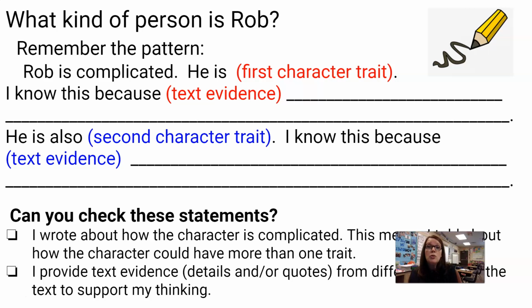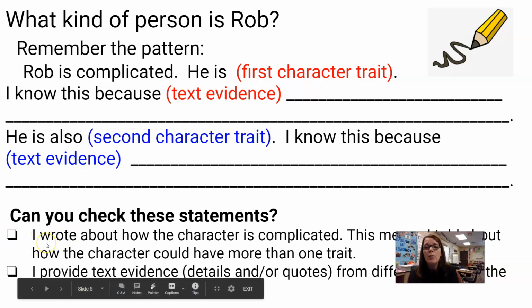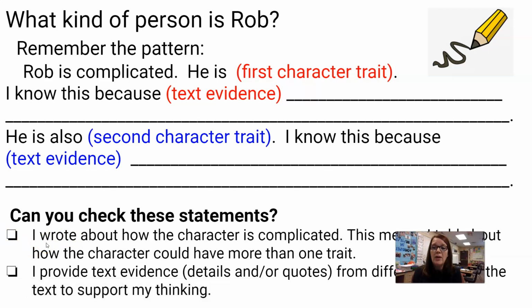Reminder, you should be able to check these statements. I wrote about how the character is complicated. This means I told about how the character could have more than one trait. Hopefully you did that. Second is that you provide text evidence, details or quotes from different parts of the text to support your thinking. Hopefully this is feeling pretty good right now, readers, writers, and then I'm going to share mine with you.